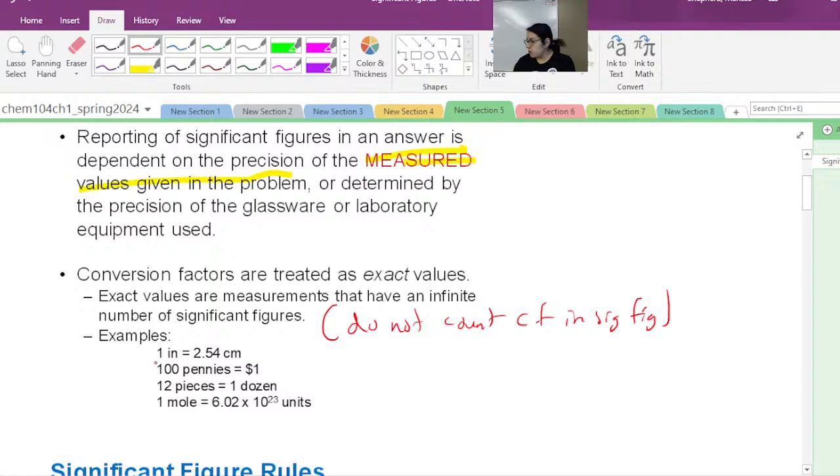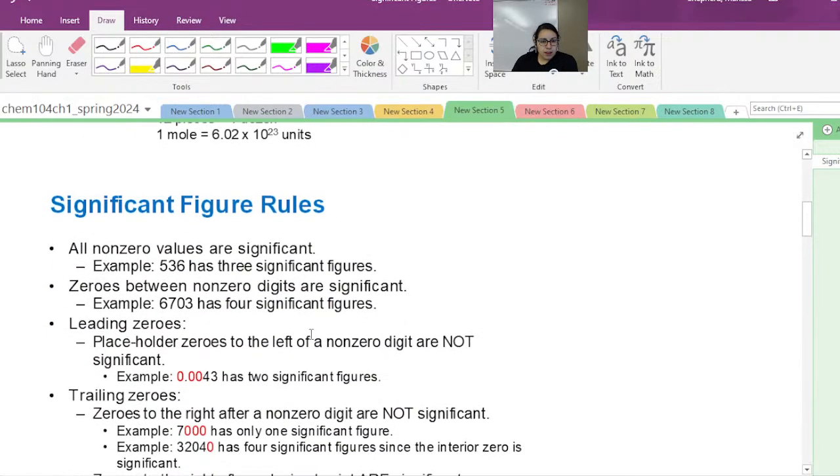So we have our conversion factor of 1 inch is 2.54 centimeters. And of course, we don't want to go down to 1 sig fig, so we want to keep all our sig figs. It depends upon, again, your measurement. And so now let's go into these rules, because first we have to determine how many sig figs we started off with.